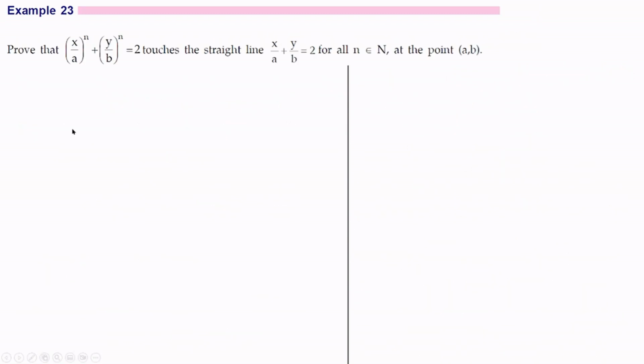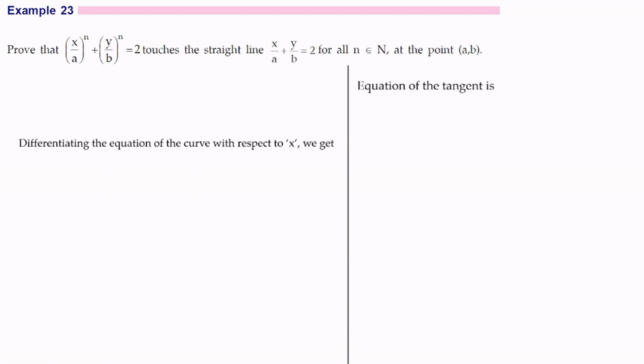Moving on with the next question: prove that (x/a)ⁿ + (y/b)ⁿ = 2 touches the straight line x/a + y/b = 2 for all n belonging to N at the point (a, b). So we have to prove that this curve touches this straight line at this point (a, b).